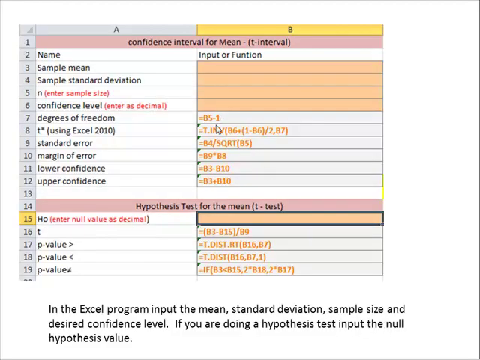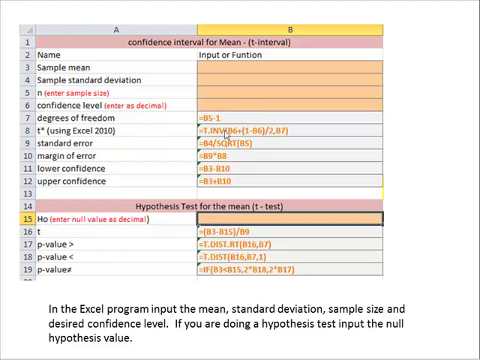Now, it's important for you guys to understand that this T.INV command and these T.DIST.RT and T.DIST commands are only in Excel 2010. So if you don't have Excel 2010, you're probably going to need to get on a computer that has that, so you'll be able to use this worksheet. In the Excel program, you're going to just input the sample mean, the sample standard deviation, the sample size, and whatever confidence level you want, and then this calculation will get you the values.